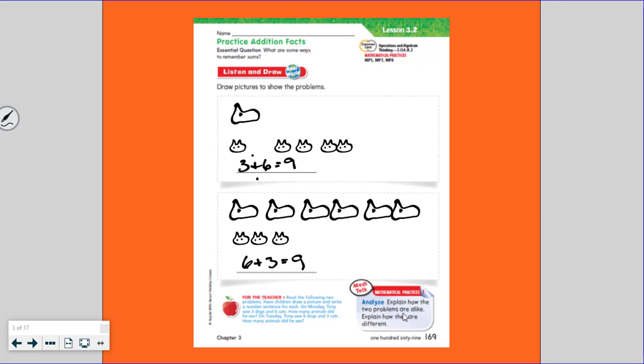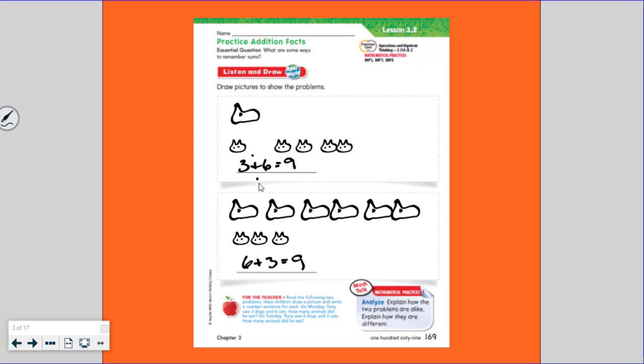Okay, so let's go to this math talk question. It says, explain how the 2 problems are alike. Explain how they are different. Well, the big thing that I noticed is in both problems, the sums are the same, right? What they equal is the same, right? They both equal 9.